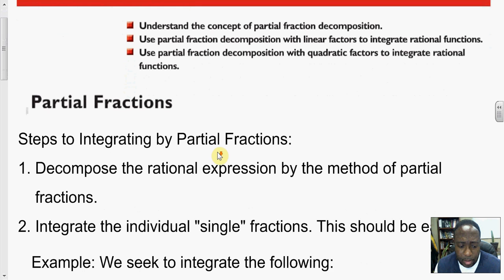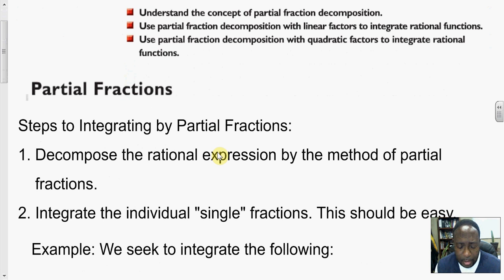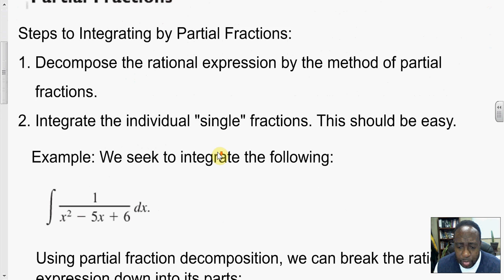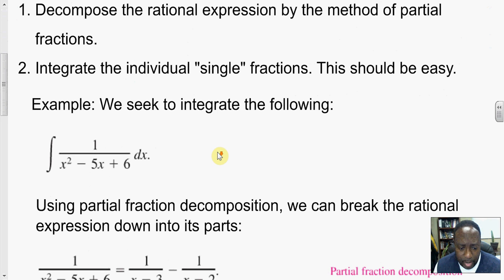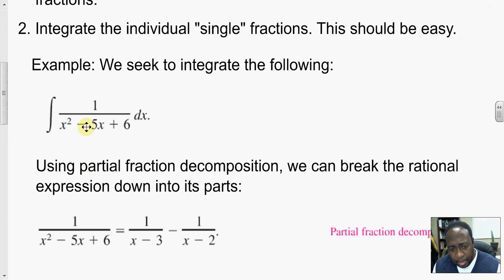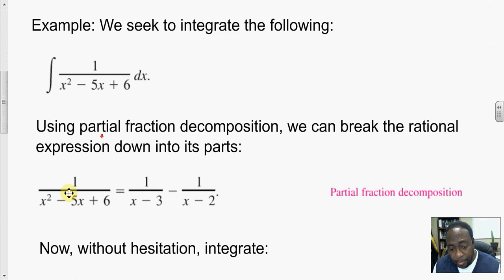Steps here, just two, and much of it is to recall from algebra. One, decompose the rational expression by the method of partial fractions, and then secondly, integrate the individual fractions, and that should be easy. We seek to integrate the following as an example. You want to integrate this particular integral, and notice that the rational expression can be decomposed.